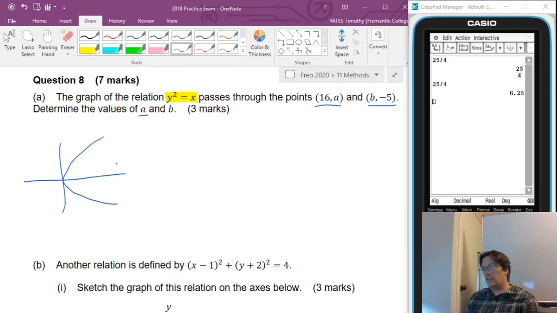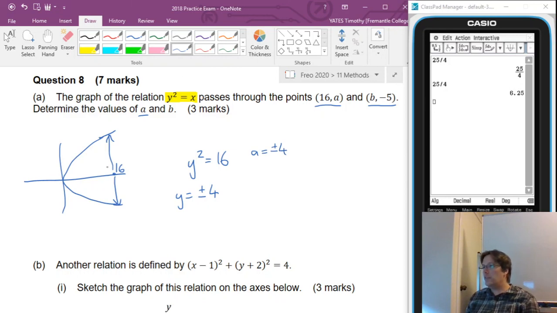So if this goes 16 across, what's a going to be? And one thing that you should immediately see, there's going to be two values of a over here. X is 16, so when is y squared equal to 16? When y is equal to plus or minus 4. Pretty straightforward. So a equals plus or minus 4.